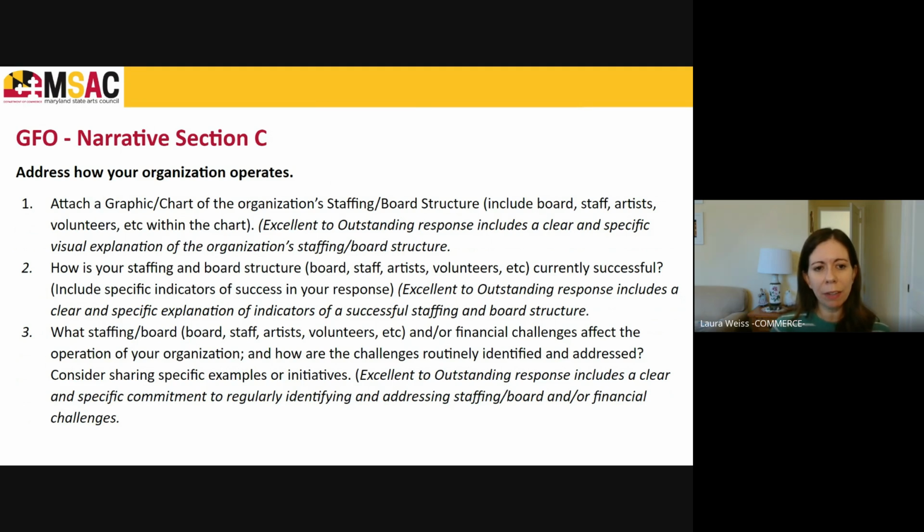Next, we ask what staffing, board, and or financial challenges affect the operation of your organization, and how are the challenges routinely identified and addressed? And here we really ask you to consider sharing specific examples or initiatives that are impacting the organization. So really think about that excellent to outstanding response, including a clear and specific commitment to regularly identifying and addressing staffing, board, and or financial challenges.